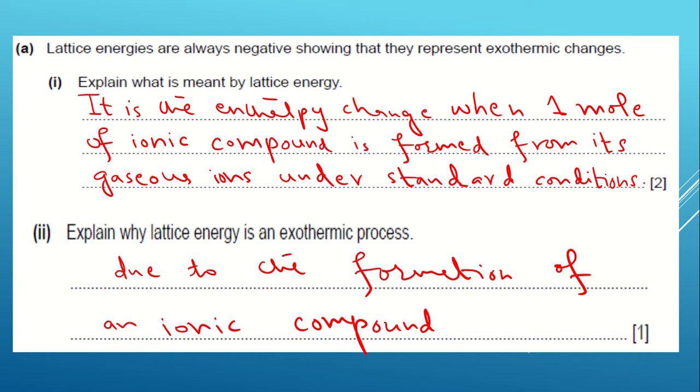It's the enthalpy change when one mole of ionic compound is formed from its gaseous ions under standard conditions, right? So it is worth 2 marks. That was easy to attempt. And then the second part is: explain why lattice energy is an exothermic process.